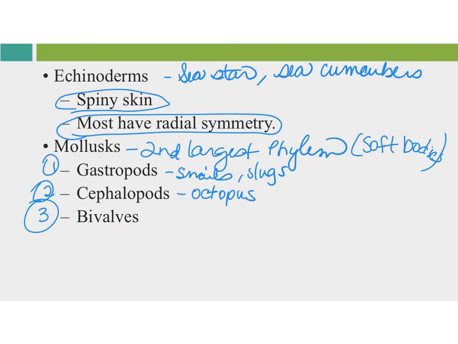Lastly, we have bivalves. Bi means two, right? And you have a picture of the bivalves, which are animals with two hinged shells that open and close, like clams and scallops, however you want to pronounce that. All right, so there you have it. That's the echinoderms and the mollusk group.